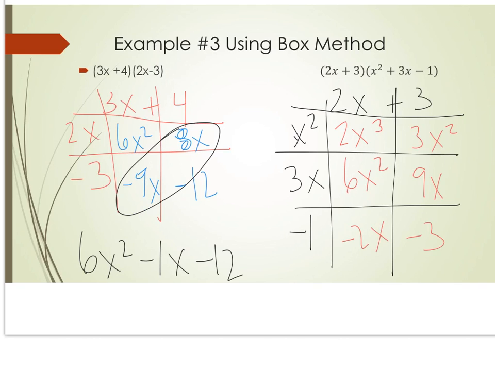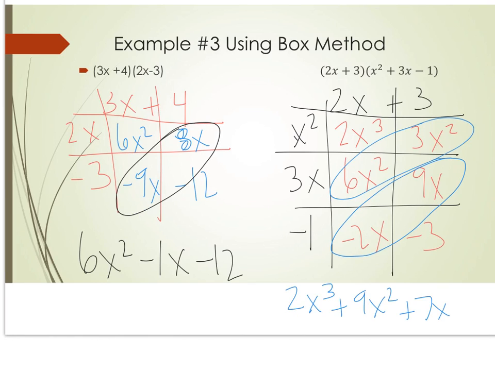But again, I still need to write my answer in descending order, combining like terms. The highest power, x to the third, at the top. And if I check my diagonals, I can see those are like terms. 6x squared plus 3x squared gives me 9x squared. My other diagonal is my other like terms, 7x, and last negative 3.